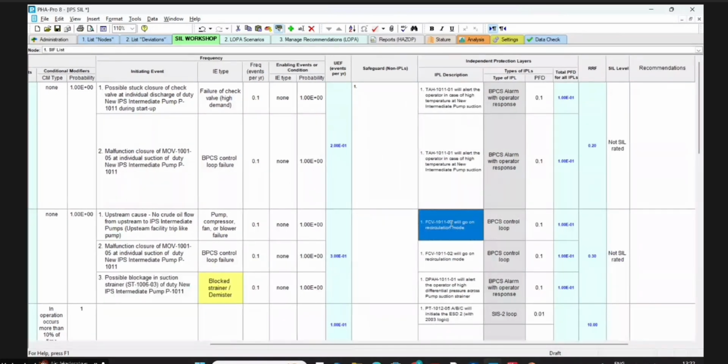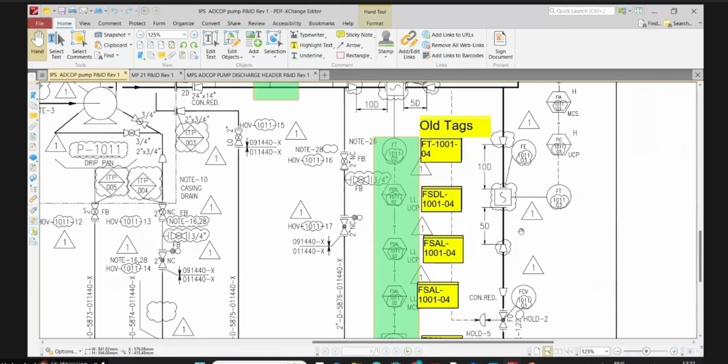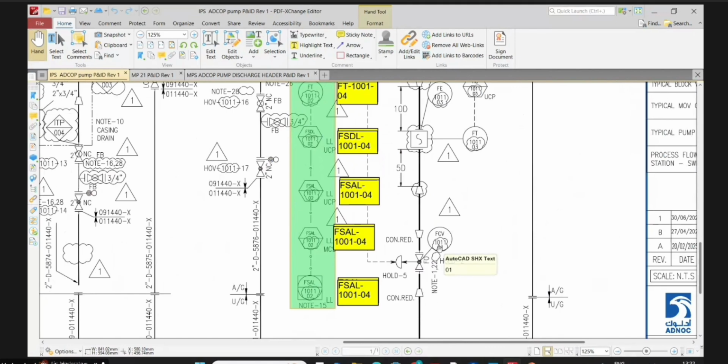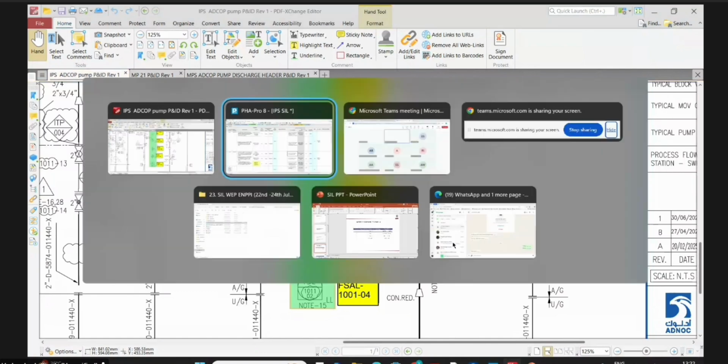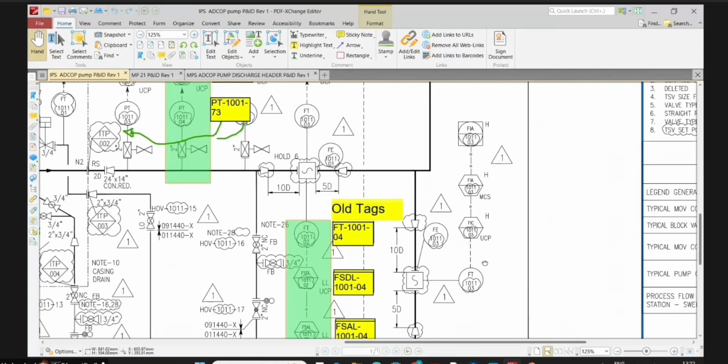And what is FCB number? What is FCB number? This FCB? 100104. 101101, no? This one. 1001-04. But the old tag 04. Why 04?